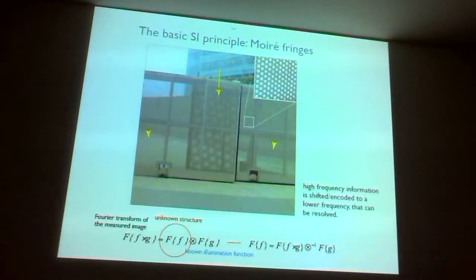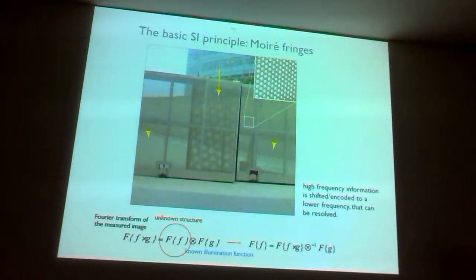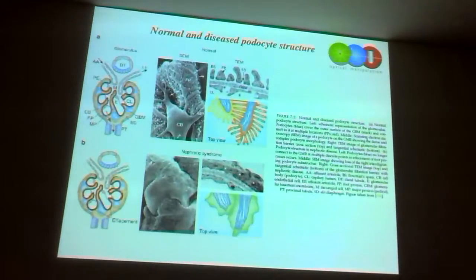And so here's another example. This is a gate. Colin put up something similar this morning. We have a known illumination function, and then if we use Fourier maths, we can actually recover basically the f of g, what you want to do. So we can resolve that principle, resolve what we can get.